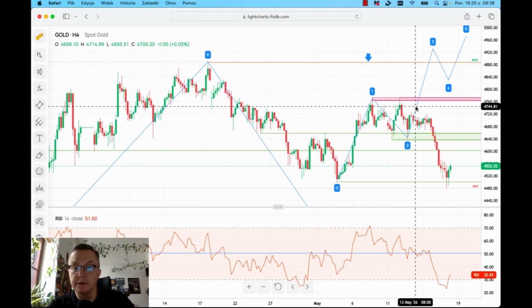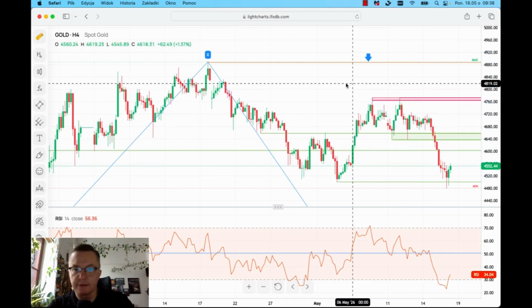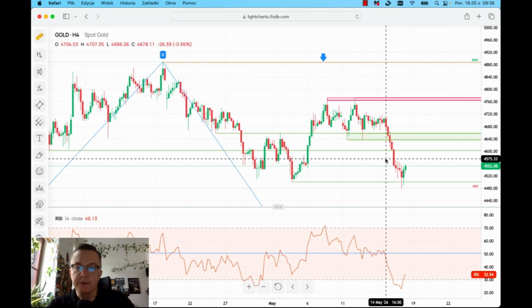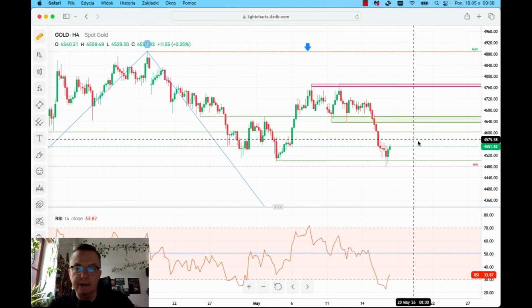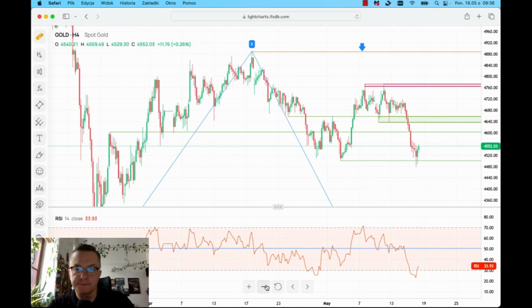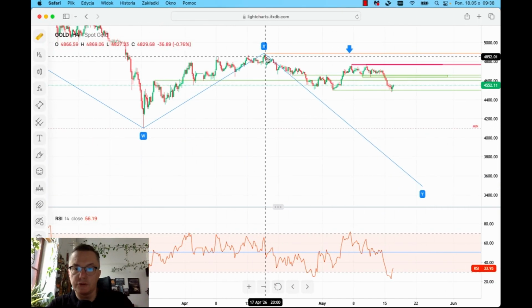Gold market is losing all of the ground, so that wasn't a corrective, impulsive movement. As we thought before, there is the wave Y. Let me just show you. The last wave to the downside, the wave Y, was too short.